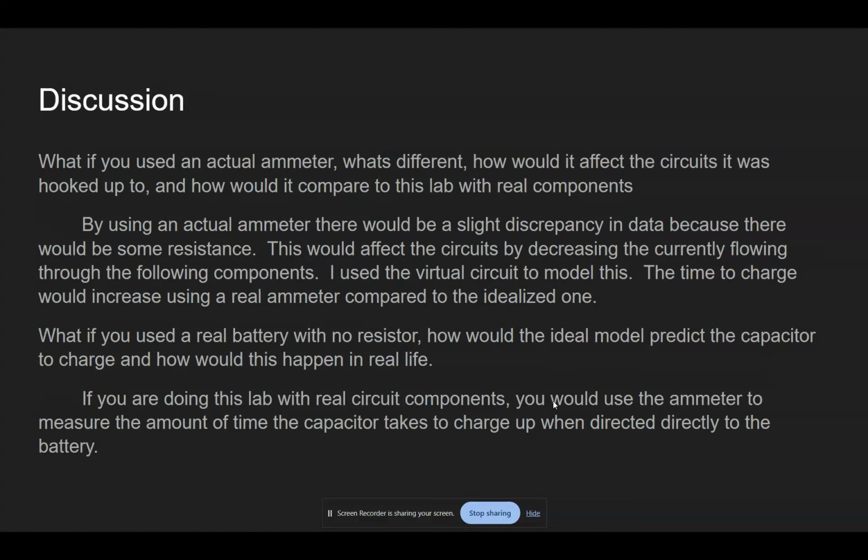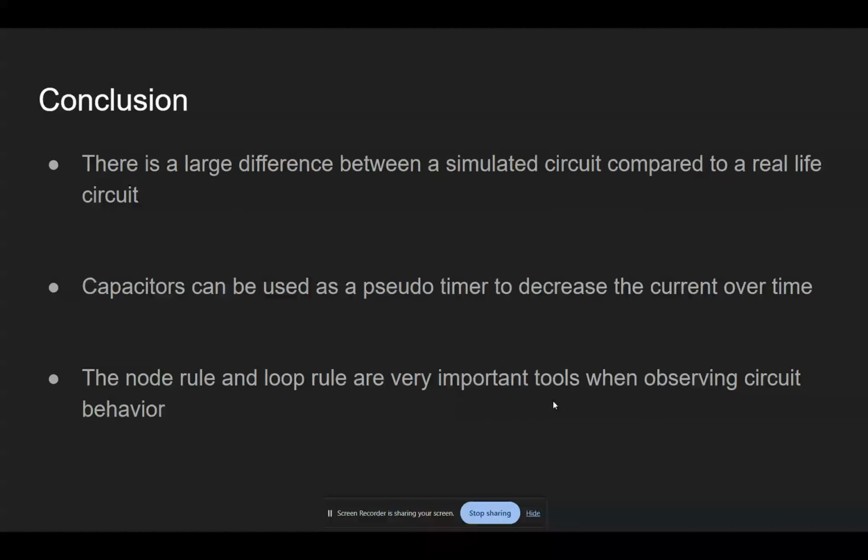For the second what if question, if you're doing this lab with real circuit components, then you would use an ammeter to measure the amount of time the capacitor takes to charge up compared to when you directly charge up the battery. So for the conclusion, there is a large difference between a simulated circuit compared to a real life one. Capacitors can be used as a pseudo timer to decrease the current over time. The node rule and loop rule are very important tools when observing and analyzing circuit behavior.